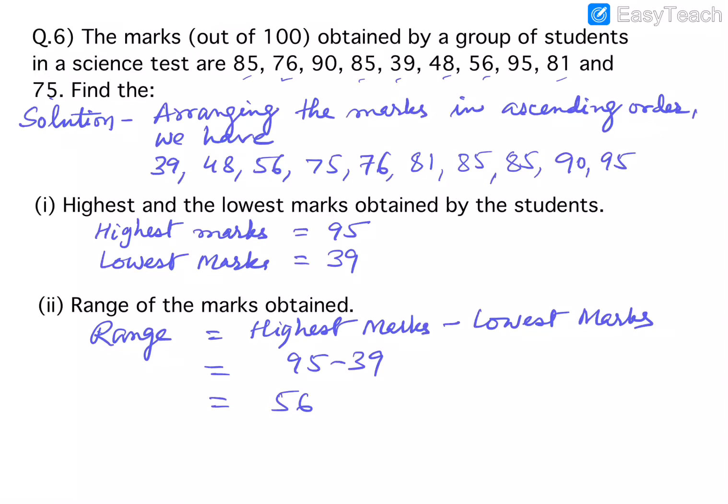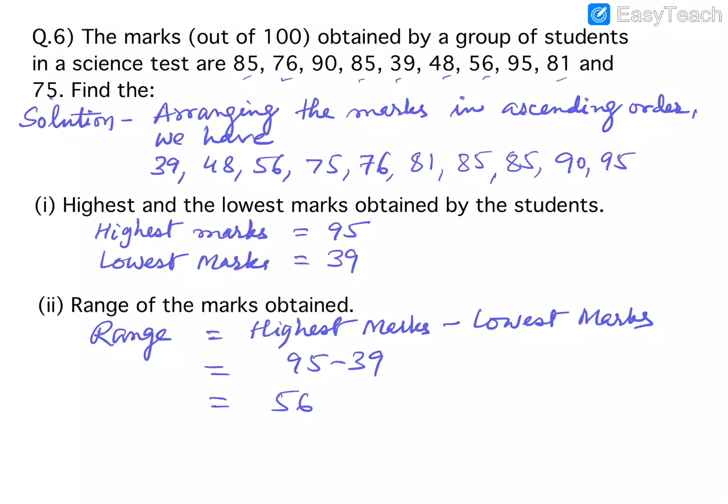To get the highest and the lowest marks from the data quickly, we have to arrange it either in ascending order or in descending order. Here we have arranged it in ascending order. 39 is the lowest, so we will write 39, then 48, 56, 75 and so on, and last is 95. Clearly, highest marks is equal to 95 and lowest marks 39.